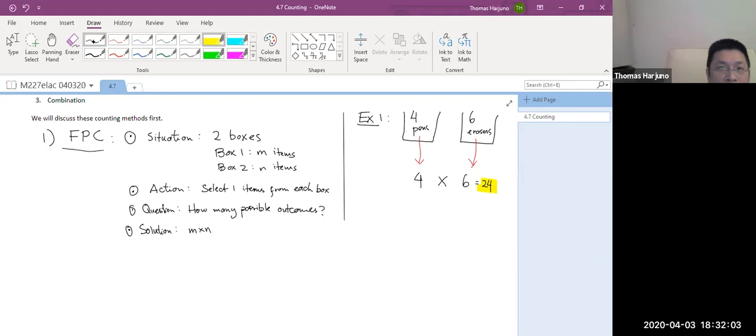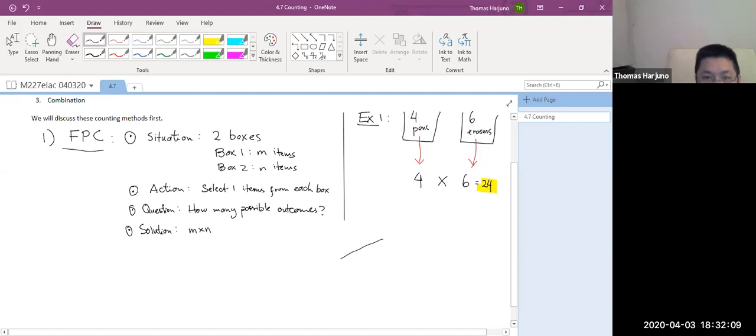Now, if you wonder how we get this 24, why do we multiply that? Then we may want to see how the selection was done. First, when we select one pen, there are 4 possible choices of pens. Call that pen number 1, pen number 2, pen number 3, and pen number 4. Now, for each choice of pen you have 6 possible choices of erasers: eraser 1, eraser 2, eraser 3, eraser 4, eraser 5, eraser 6.